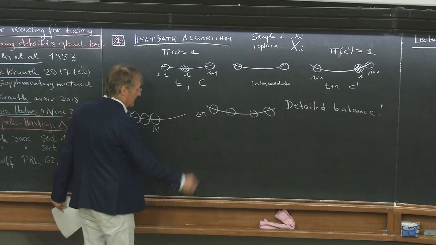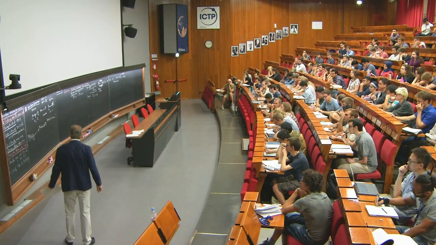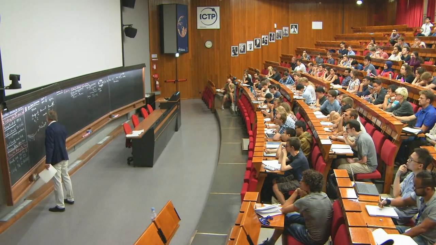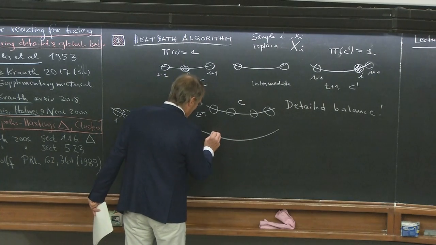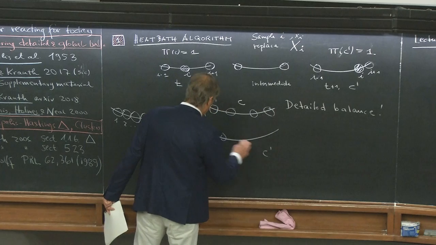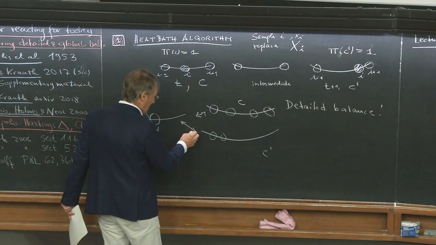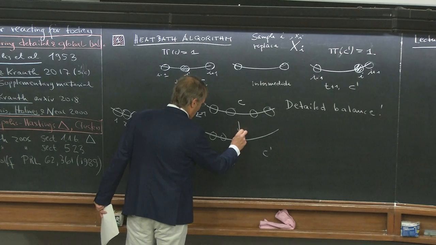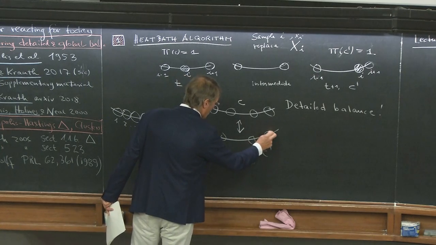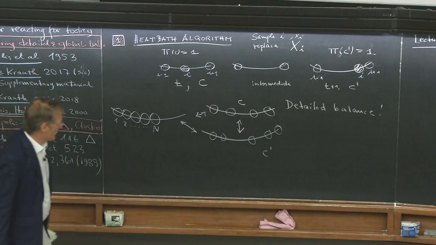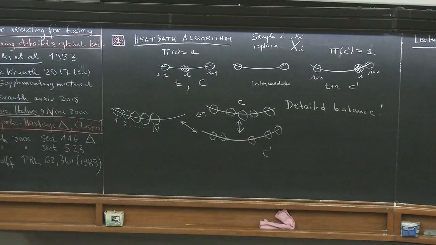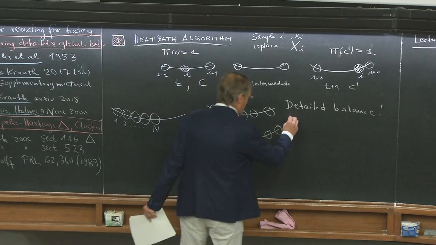And since we satisfy detailed balance, you can go back from any configuration to this one. From this configuration, call it C, you can also get to any other configuration, C prime. So you can go from this to here, and from here to here, and so you have an indirect way. I should draw the same number of particles. So there is a sequence of moves that gives you from C to C prime. So irreducibility is OK.